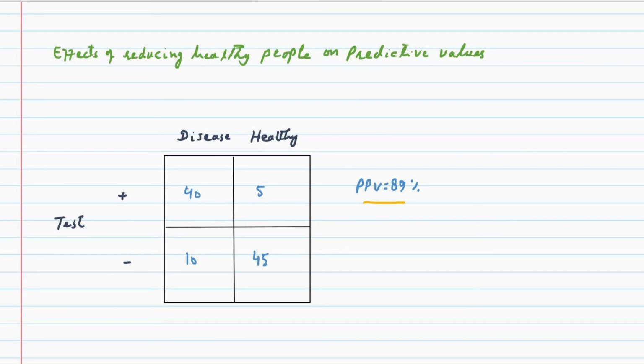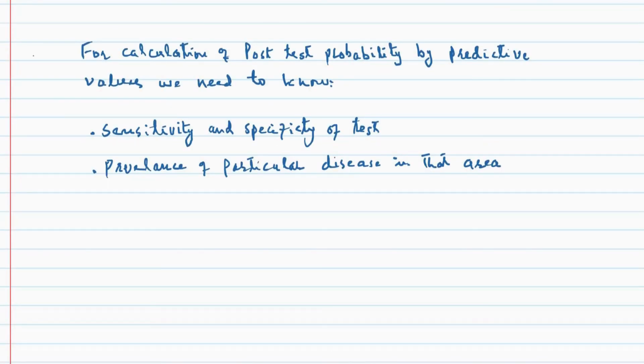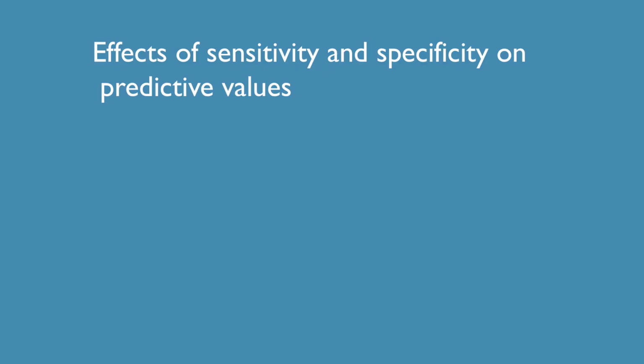This can be achieved by performing screening tests on high-risk population and performing diagnostic tests with careful selection of patients. This will lead to increased prevalence of condition in group that will result in better positive predictive value. Now let's see how the sensitivity and specificity of test affects the predictive values.